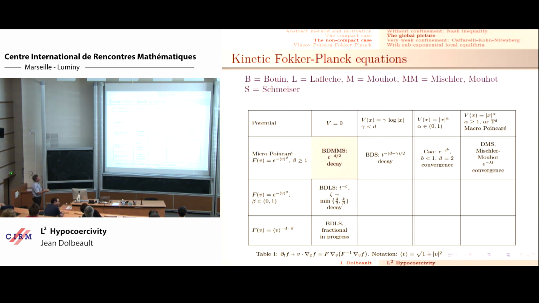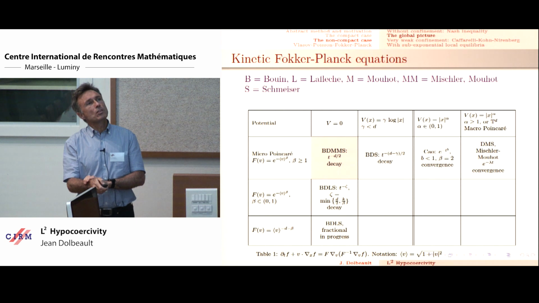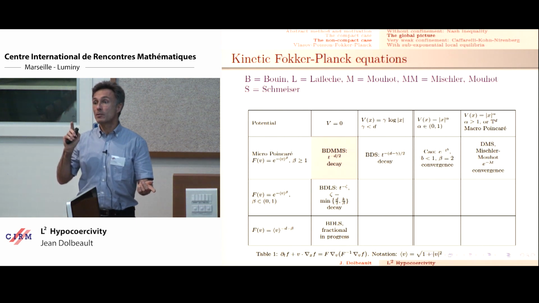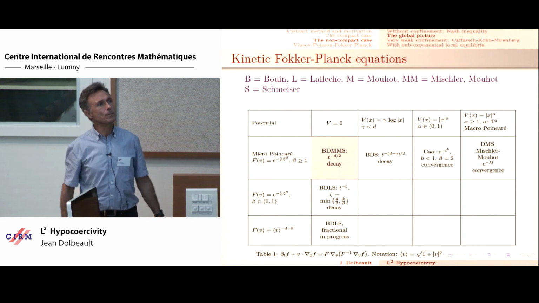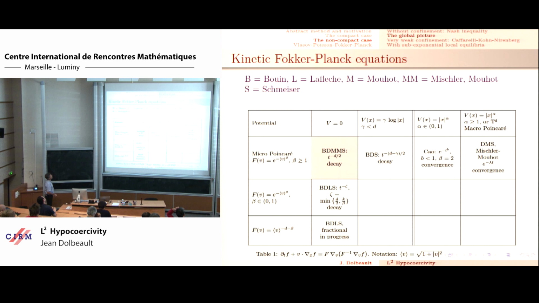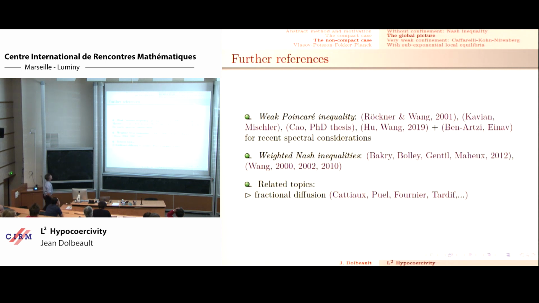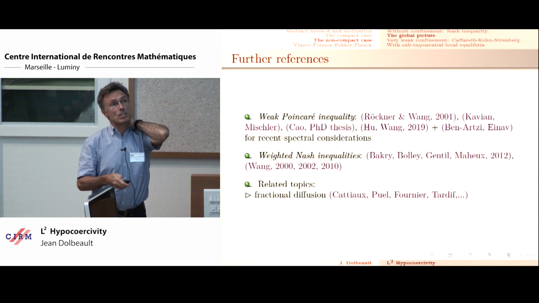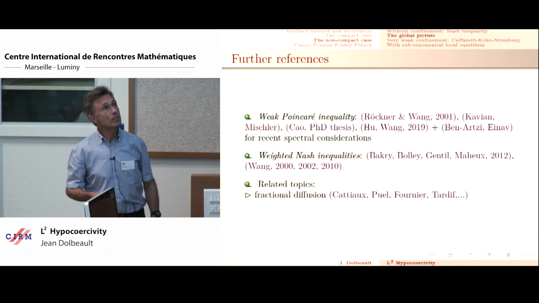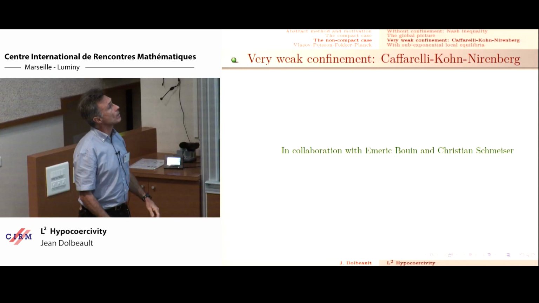There is this case here, which is sometimes called sub-exponential, but you have to be careful. It's sub-exponential in x or sub-exponential in velocities, so you have the two cases. And you have the very weak confinement case, which is here, and so on. So plenty of things. It refers to inequalities which have been studied for a long time, at least from the diffusive point of view. I just mentioned a few entries in the literature, but not a whole review.